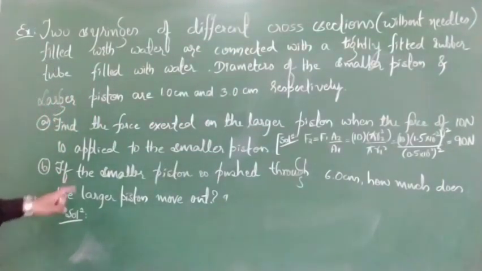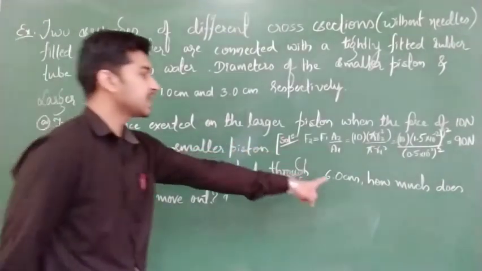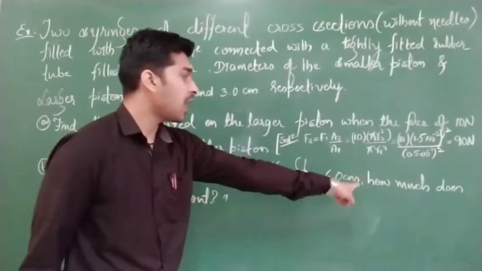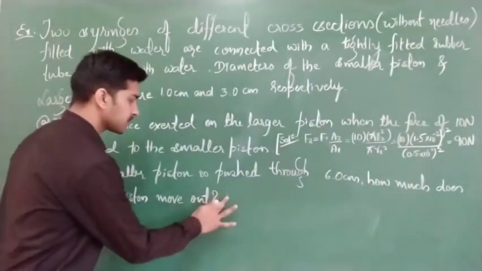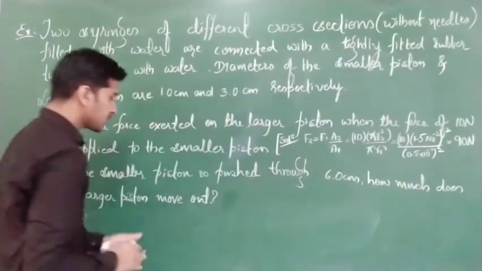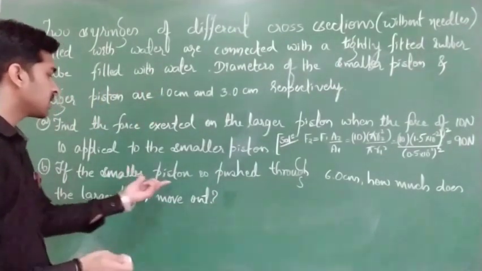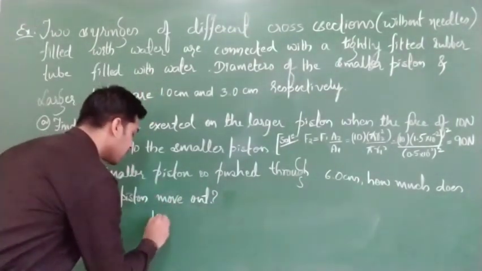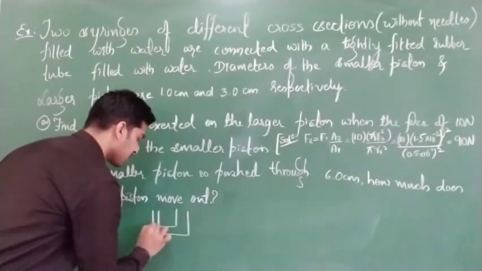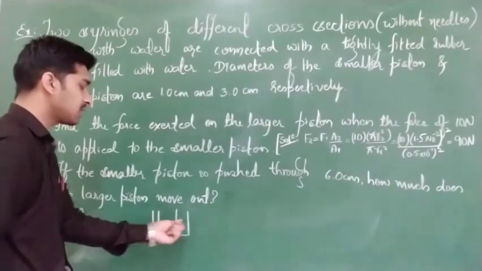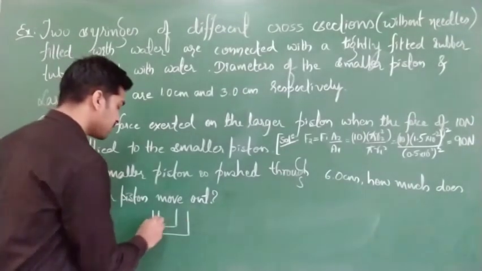So what they are telling: if the smaller piston is pushed through 6 centimeters, then how much does the larger piston move out? Okay. So how can you go for this? So here we have this hydraulic lift system, correct? One will be of smaller cross section, another will be of larger cross section, which we had discussed yesterday. Clear?